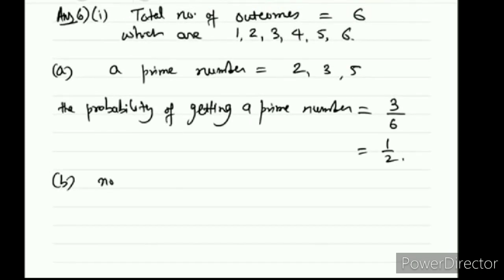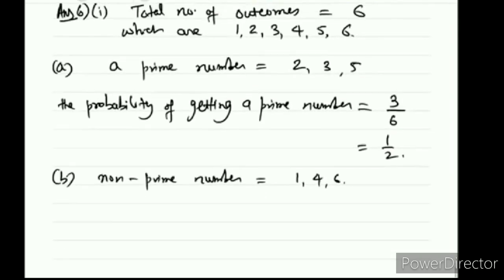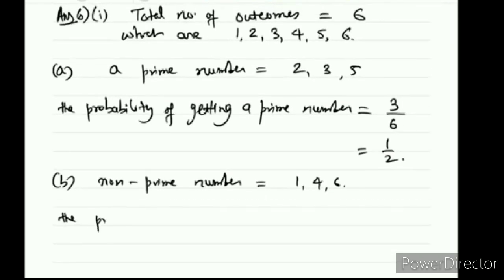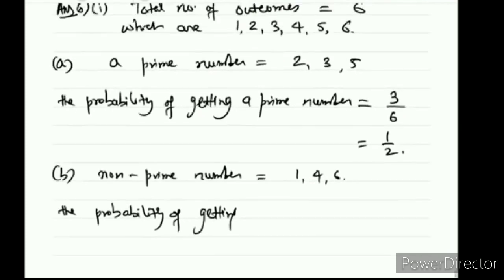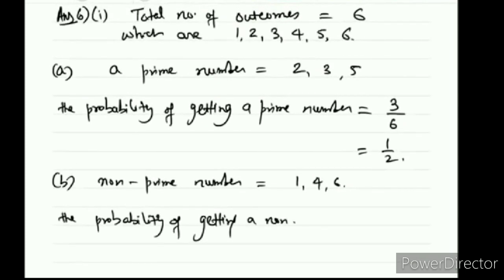Next, not a prime number. That is the second part of the question in the first subdivision. Non-prime numbers, they are 1, 4, 6. That also is 3 numbers. Therefore, the probability of getting a non-prime number, you will get the same answer, that is 3 by 6. If you simplify, it will become 1 by 2. So it is a very easy concept, probability, and also a very important lesson.